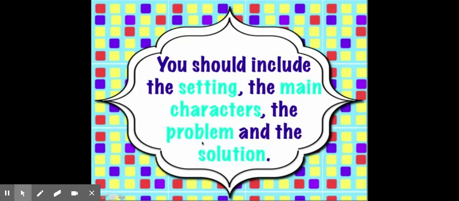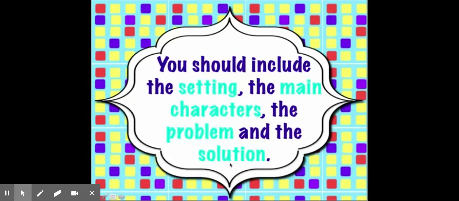You're also going to include information about the problem. That's whatever conflict or difficulty the main character is up against. Something's wrong in the story, and that's what makes it interesting to read. And you're also going to want to include information about the solution. That's how the main character or someone helped to solve or fix this problem that they were having.